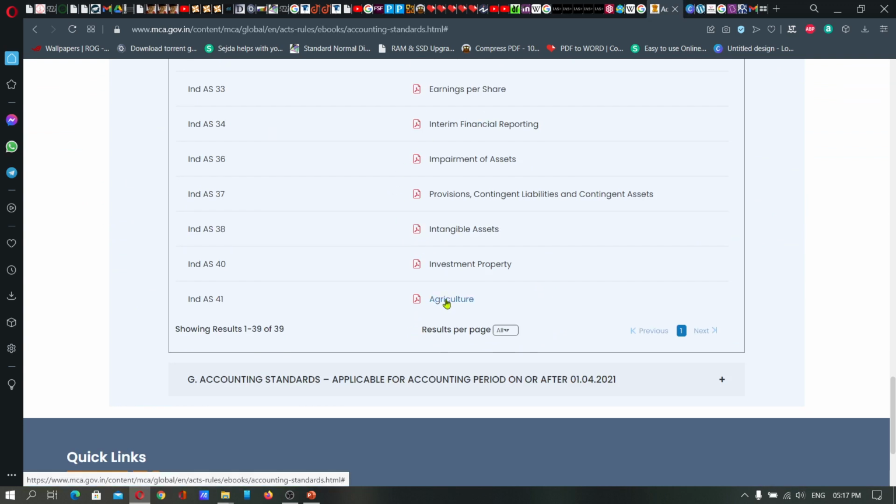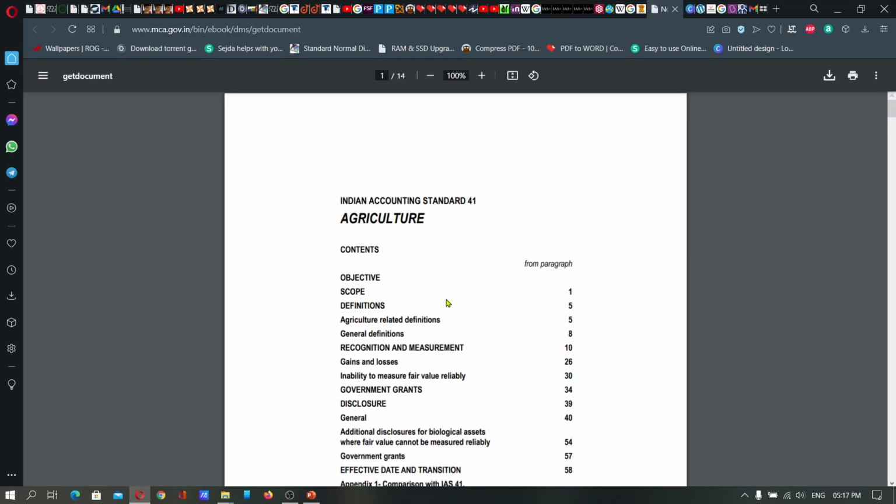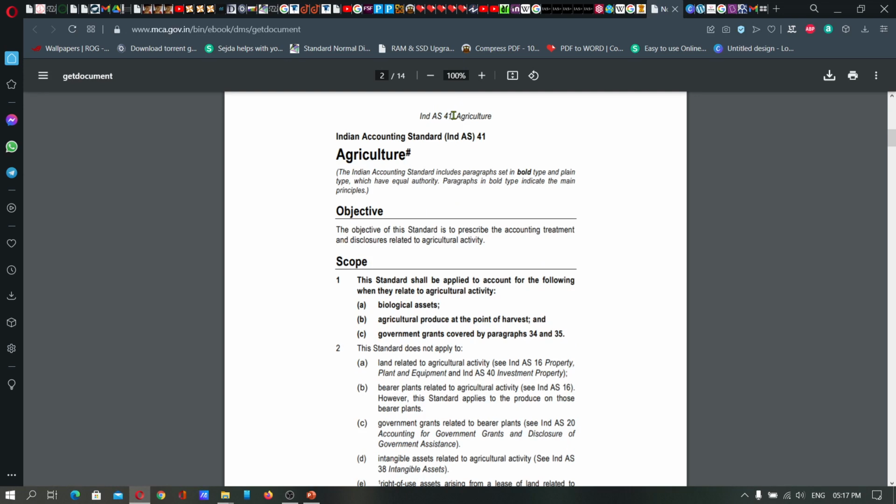And finally, last one, Ind AS 41 with regard to agriculture. Just like the title, this standard solely deals with any of the transactions or financial dealings with regard to agricultural activities and how they can be presented in the financial statements. So the objective of this standard is to prescribe the accounting treatment and disclosures related to the agricultural activity.